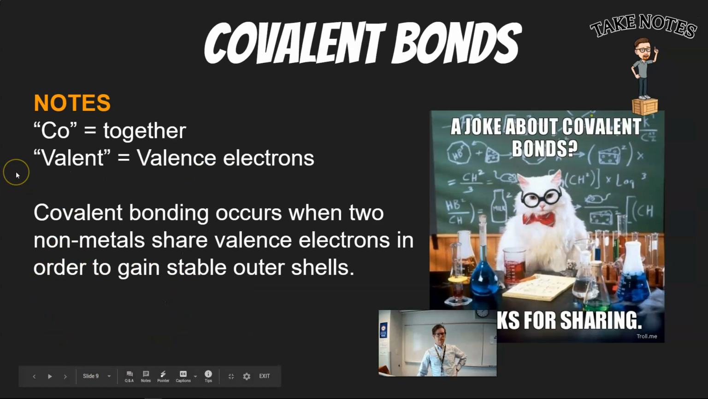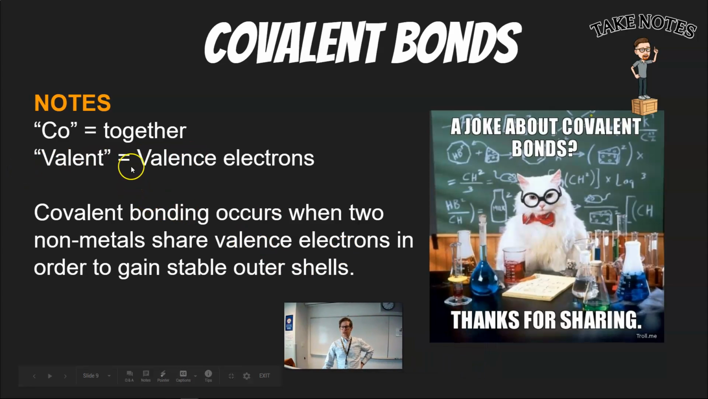Okay, moving along. So covalent bonds, again, just slightly more detail. Co means together. Valent means valence electrons, or the outermost energy shell. And covalent bonding occurs when two nonmetals share valence electrons in order to gain stable outer shells. So it's a sharing. That's why if somebody offers you a joke about covalent bonds, you say, thanks for sharing.